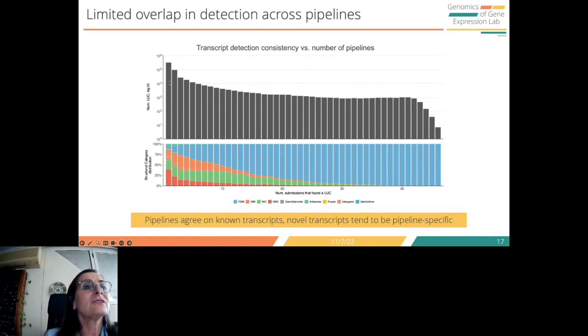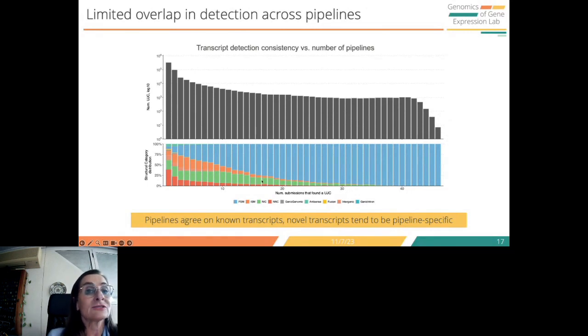What you can see here is that this is detected by only one pipeline, and this is detected by all 47 pipelines. And here you have this in logarithmic scale. What you can see is that the most abundant class is those transcripts that were detected by only one pipeline. Then it decreases as you increase the number of pipelines detecting. And those detected by all 47 pipelines were really few.